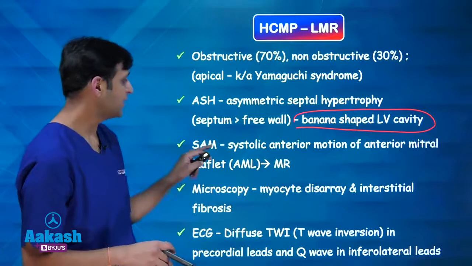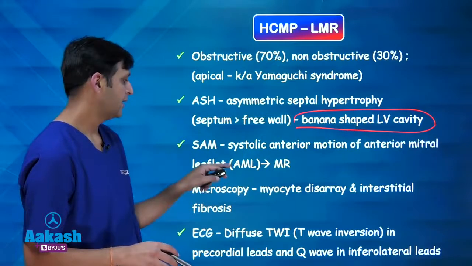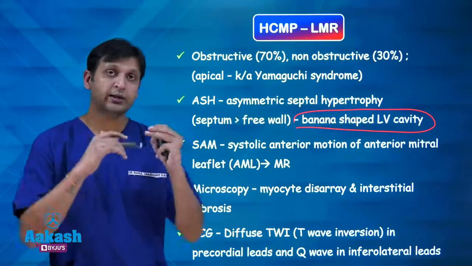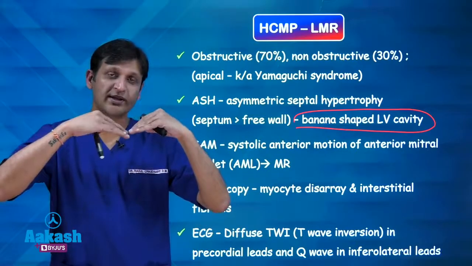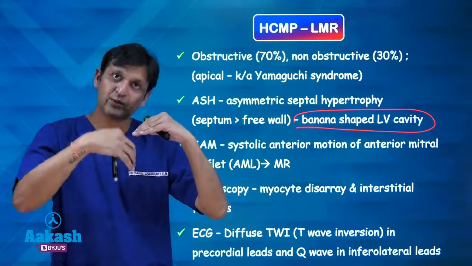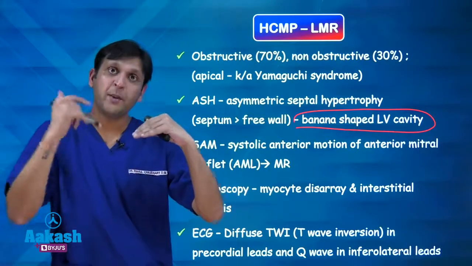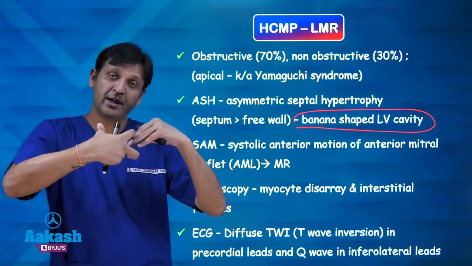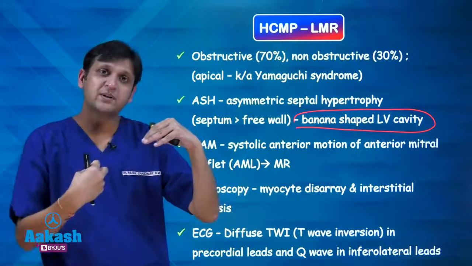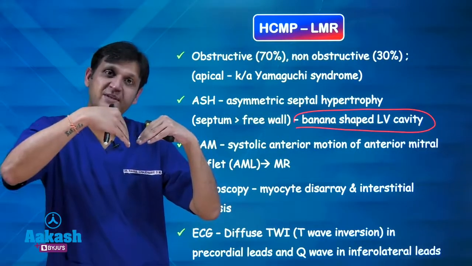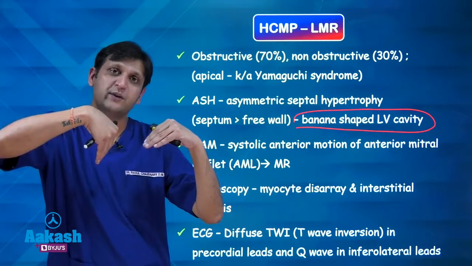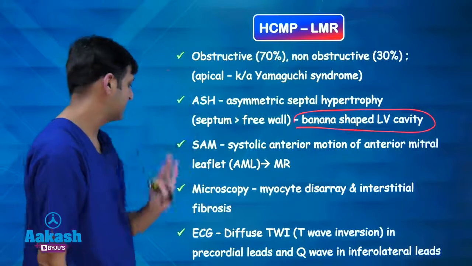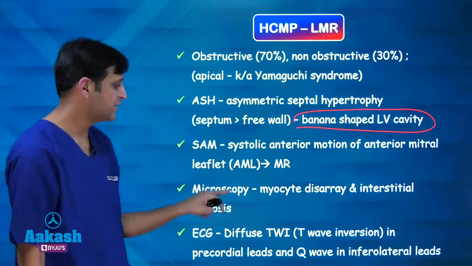Okay, so systolic anterior motion of the mitral valve leaflet. Now what happens is, when you have systole of the left ventricle, normally the mitral valve is closed so that the blood does not leak from the LV to LA, the left ventricle to left atrium. But in hypertrophic cardiomyopathy, when the hypertrophied left ventricle contracts, it pulls the papillary muscle in such a way that the anterior mitral valve leaflet comes towards the left ventricular outflow tract and there is a mitral regurgitation. Okay, so SAM is associated with HCM. Just remember that. What are the characteristic features on microscopy?